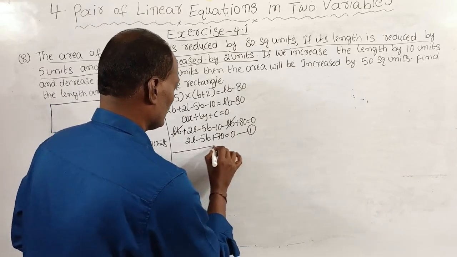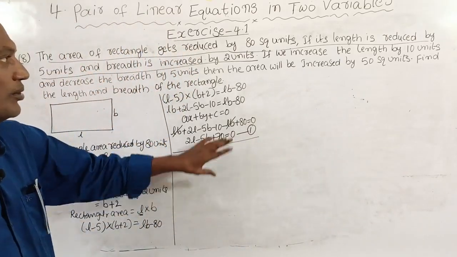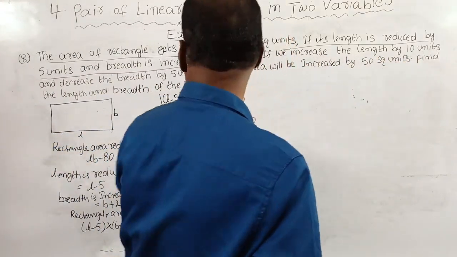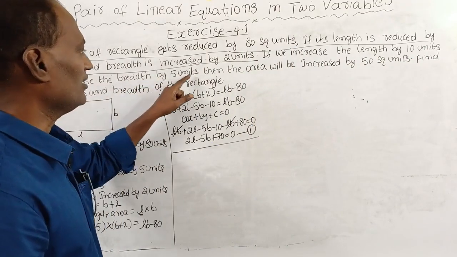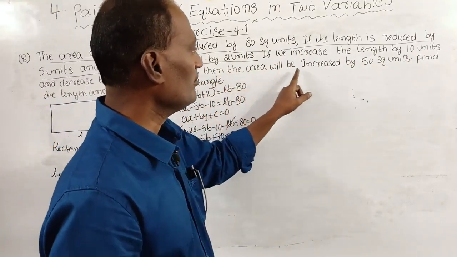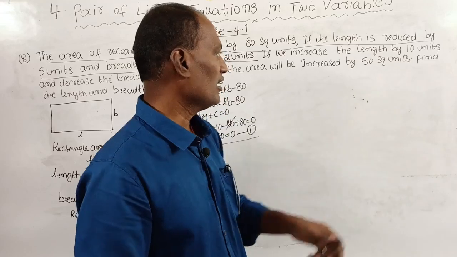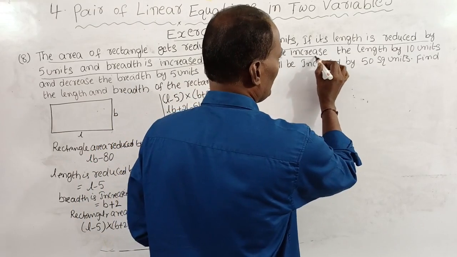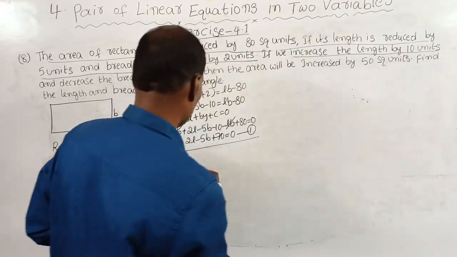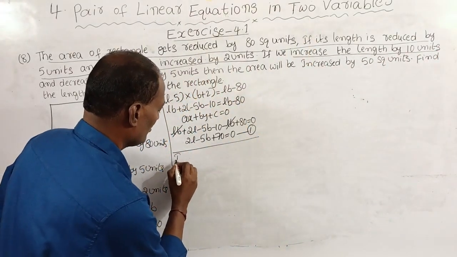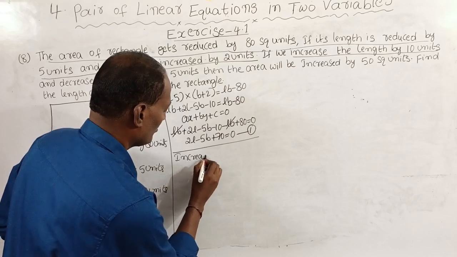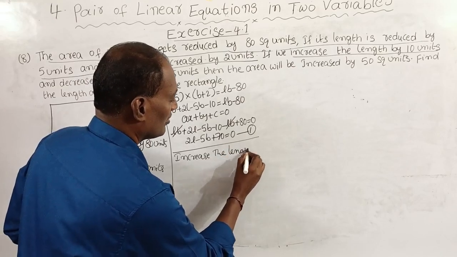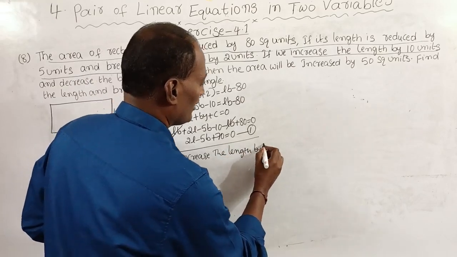This is one complete equation. Next, go to the second one. If you increase the length by 10 units and decrease the breadth by 5 units, then the area will be increased by 50 square units. Now one by one we will make the equation. Increase the length by 10 units.